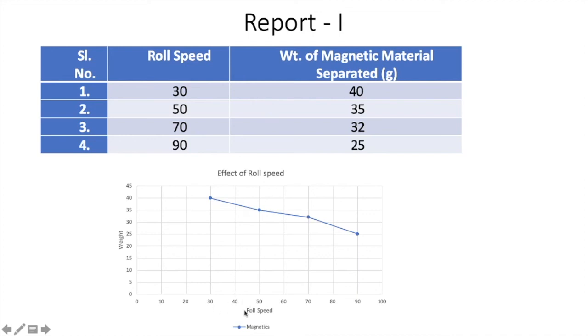After getting the values, we can plot a curve, and you can see in this graph we have plotted roll speed versus weight. The weight of the magnetic fraction goes on decreasing with increase in the roll speed.